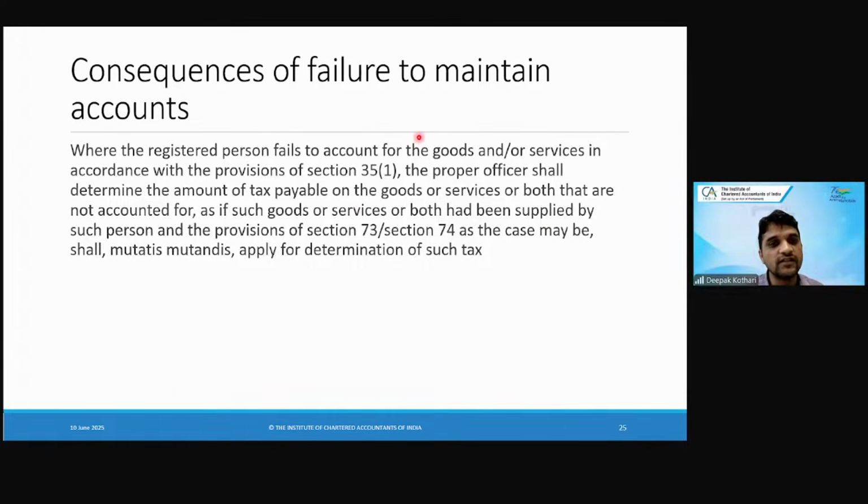And the consequence for failure: if you fail to maintain the books of accounts, then the officer will proceed with assessment under section 73 or 74, and he will charge taxes, interest and penalty. He will determine the tax payable in the absence of books of accounts, and he will make an assumption and then tax it. So it is better that you give books of accounts. If you don't have books of accounts, then he will do his own calculation. Then justifying that will be very difficult.